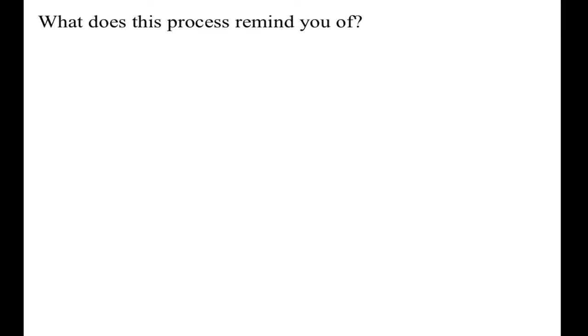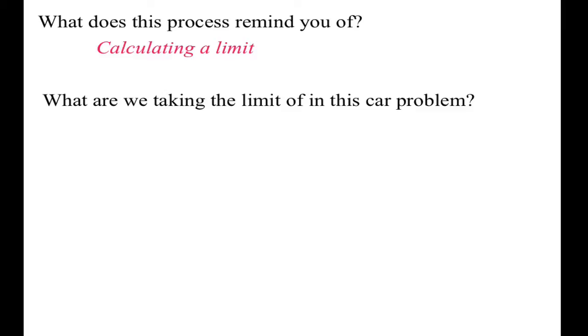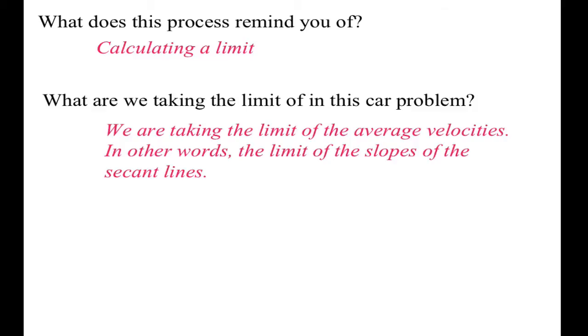Does this process remind you of anything? Picking a value really close to the value that you actually want the velocity at? I'm hoping you said limit, because that's what we're doing. We were calculating a limit. And what were we taking the limit of in this car problem? Well, we were taking the limit of the average velocities. In other words, the limit of the slopes of the secant lines, since we said earlier that the slope of the secant lines represents average velocity.